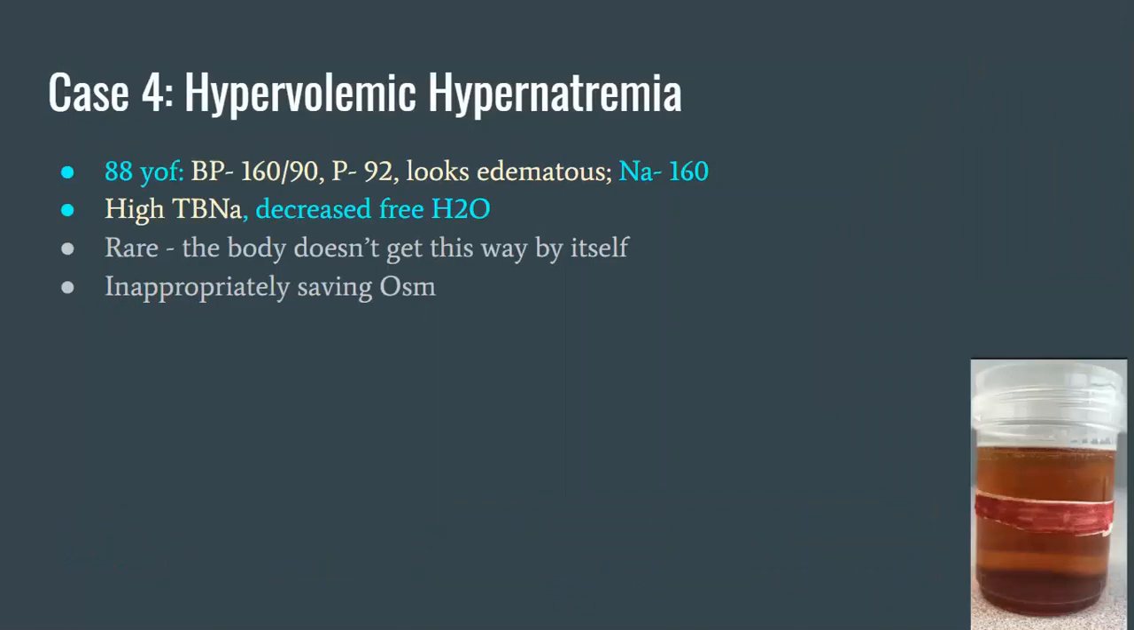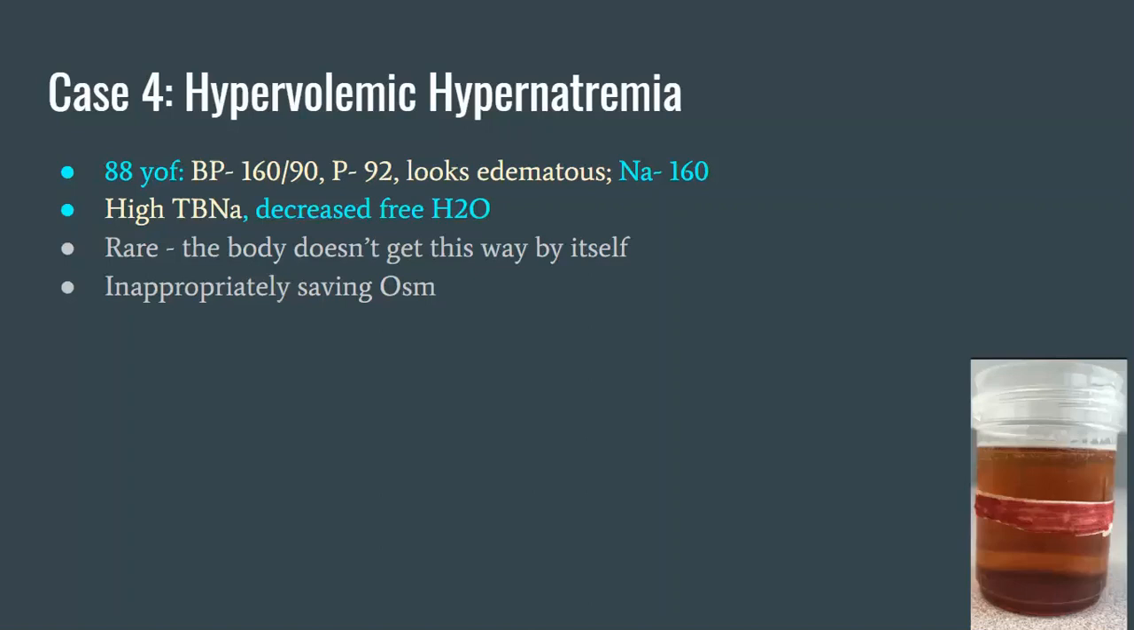Okay, case number 4, the case of hypervolemic hypernatremia. Another grandma comes in from the nursing home. Man, this nursing home's a bad place. Her blood pressure is 160/90 with a pulse of 92. She looks edematous. Her serum sodium is 160 also. What's going on with this grandma?